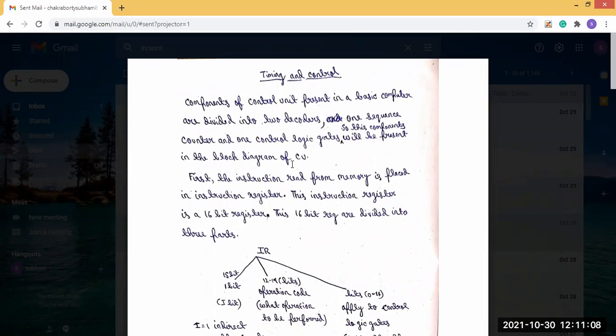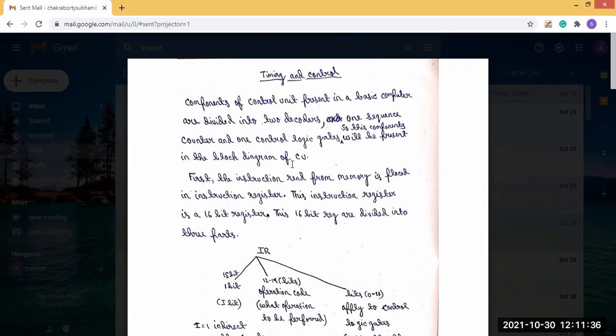So that means the first instruction should be read from the memory, and after this it will be placed into the instruction register. Now, this instruction register is a 16-bit register. Its length is 16 bits. Now, this 16-bit register is divided into three parts.